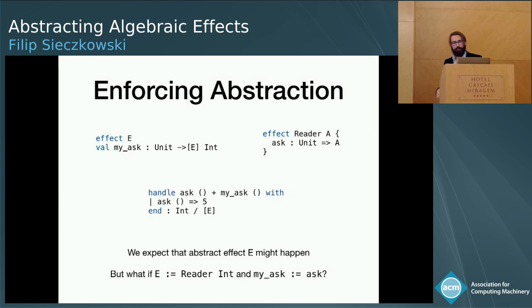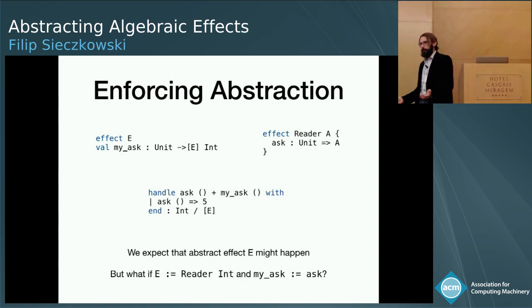But what happens if E is instantiated to precisely reader int and myask is instantiated precisely to ask? Well, if we simply erased the types at this point, ask would get captured, right? If we simply substitute here, like you do with existential types usually, ask would get captured. So again, it's another instance of this leaky abstraction. If anything, it's a little bit more dire and a little bit more complex because of the more complex type system that we're in.